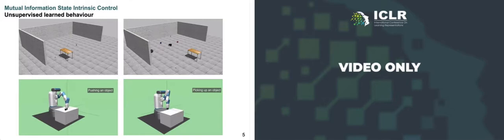In the third scenario, the robot arm can learn to push the object in random directions. In the last scenario, more surprisingly, the robot arm can learn to pick up the object from the table. And this is done only with the intrinsic reward.